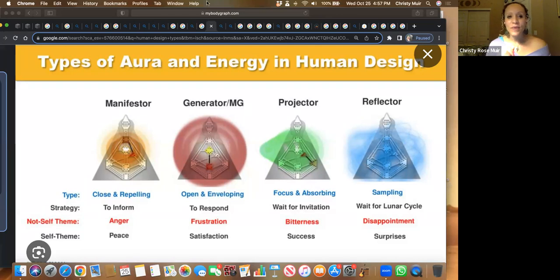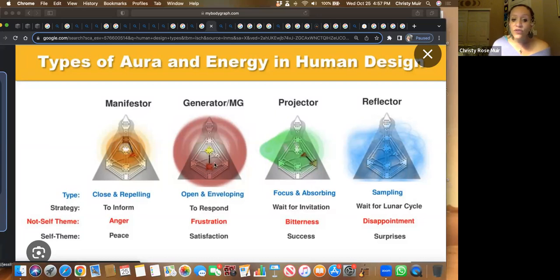Okay, I hope that worked out. I paused the recording for a moment, but now we're back. So we were on to the manifestor. The manifestor's definition is always going to include at least one motor, could be more, connected directly to the throat, which is the center of manifestation. So that's what makes them a manifestor. They will never have a sacral center.